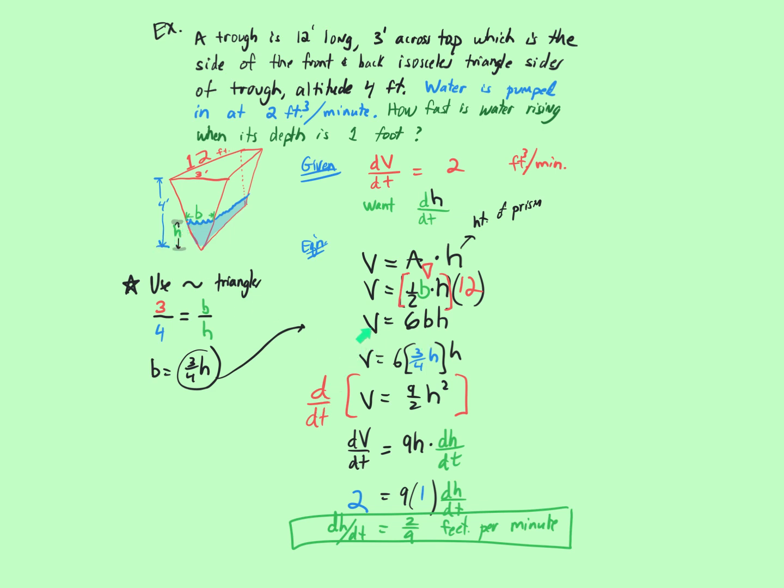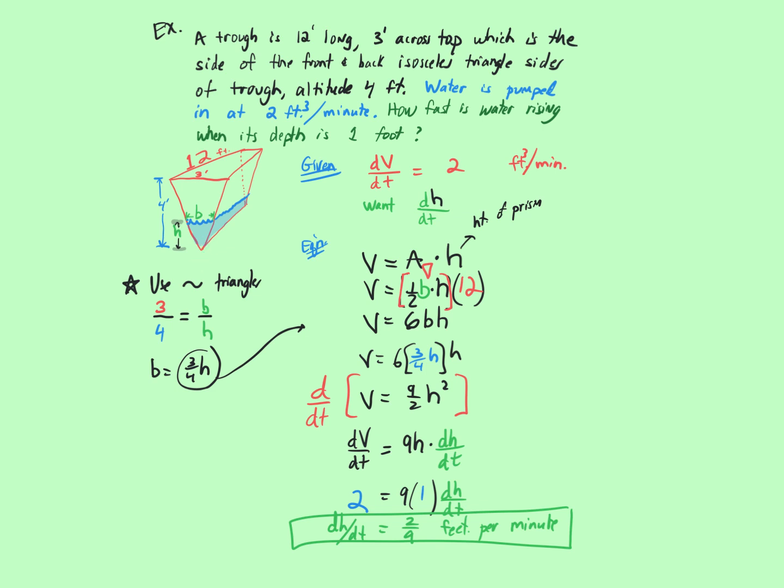So we would get dV/dt equals 6 times the derivative with respect to t of the product of these functions. So we'd have to do db/dt times h plus dh/dt times b. But we don't know db/dt. So before we go any further, we want to do a substitution so that we only have the variable h on the right. And that's where the similar triangles comes in handy.